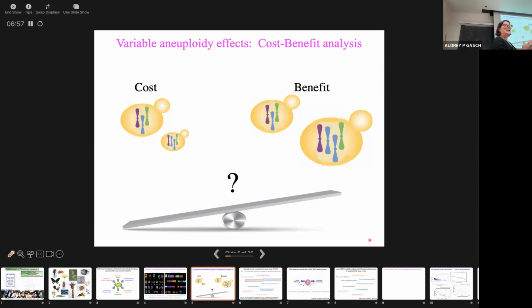But if the environment changes, for example, suddenly there's a drug that the microbe has to be able to respond to, suddenly the selective pressures change and the cells can actually have a benefit from that. And so we are really interested in understanding the cost-benefit balance in aneuploidy, and we're using budding yeast, Saccharomyces cerevisiae, as a model to understand that.